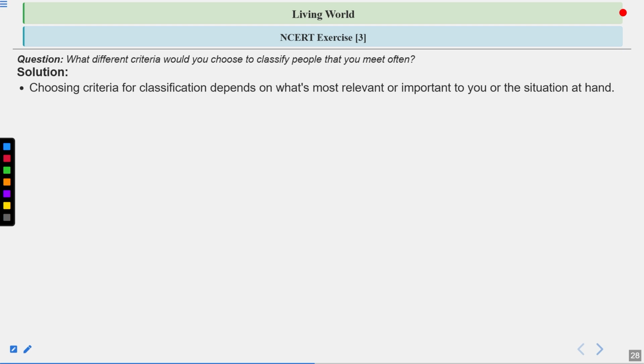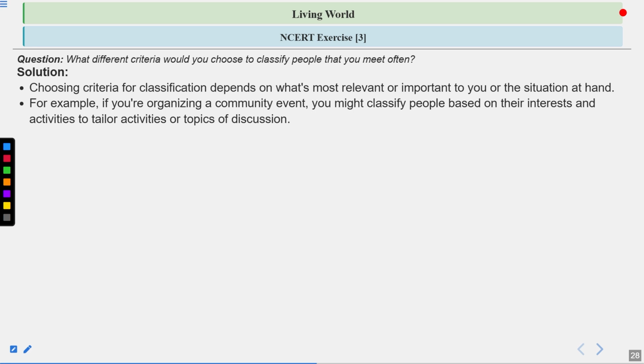Now choosing criteria for classification depends on what's most relevant or important to you or the situation at hand. So basically, you're classifying these people. This classification depends on what is most relevant or important to you. What are your habits? What is your thinking? What are your hobbies? Or the situation you are in.